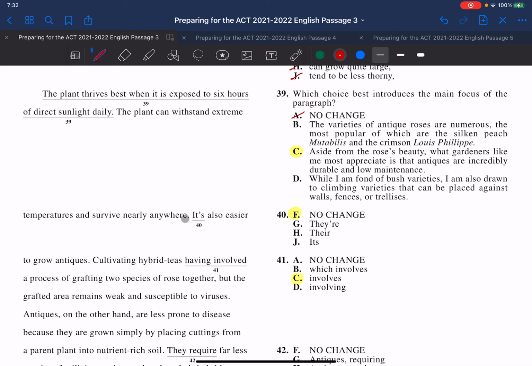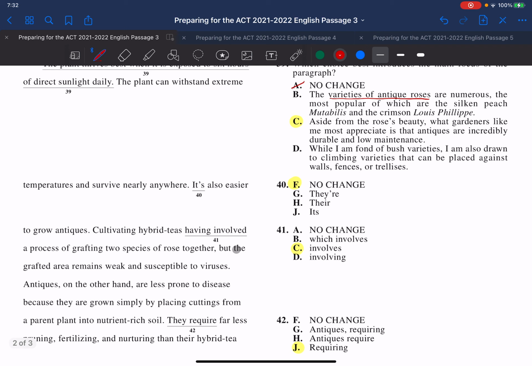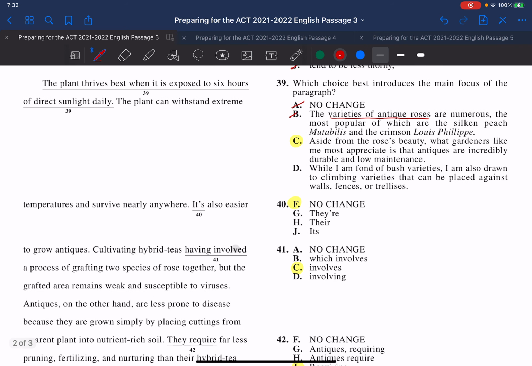Now let's look at letter B. The varieties of antique roses are numerous. So here we're talking about varieties. So it talks about cultivating them, talks about grafted are weak and susceptible to viruses, antiques are less prone to disease. So it doesn't talk about varieties.